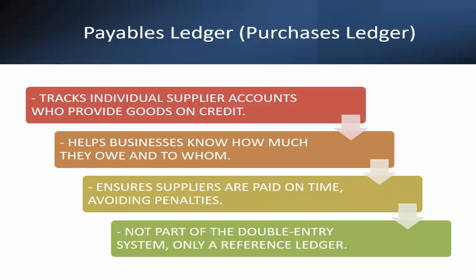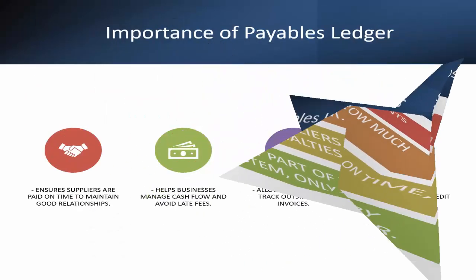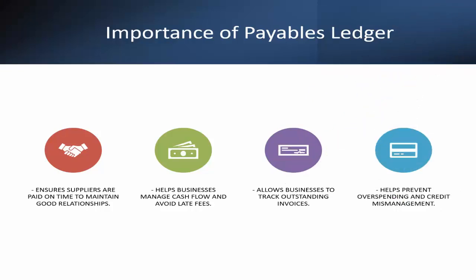Instead, we do this. The general ledger records the total amount owed to all suppliers. The Payables Ledger breaks that total down into individual supplier accounts for reference. This way, the business gets the best of both worlds: an easy-to-read financial summary in the general ledger and a detailed breakdown of supplier debts in the Payables Ledger.